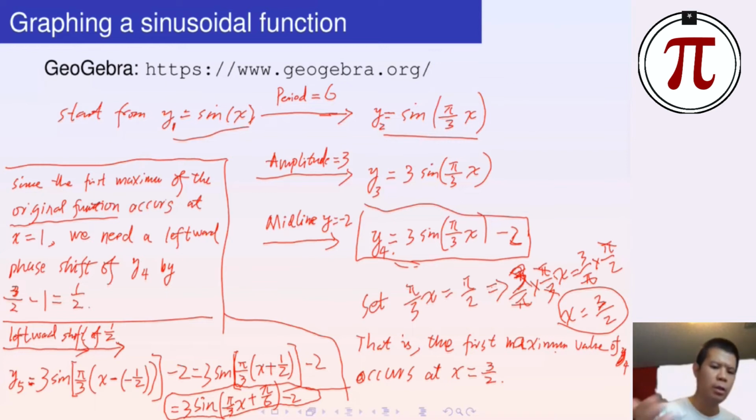So the leftward shift is negative 1/2. By plugging into the rewritten form, we can simplify it and get the function. Okay, all right, very good.